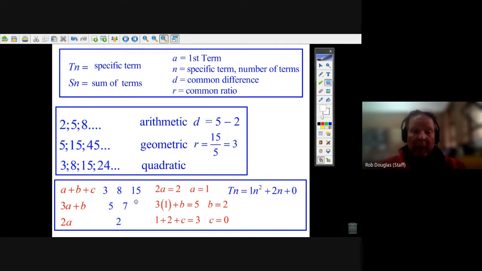Then you take that 1 and you put it back in there. 3 times 1 plus b equals 5. Well, that's 3. B must be 2. 3 plus 2 is 5. Take away 3, you get b is 2. And now we know a is 1 and b is 2. We put it back here. 1 plus 2 is 3. That part is 3 plus c. The only thing it can be is c equals 0. So there you go. B is the number you put in front of n, and 0 is the number you added on. So Tn is n squared plus 2n.